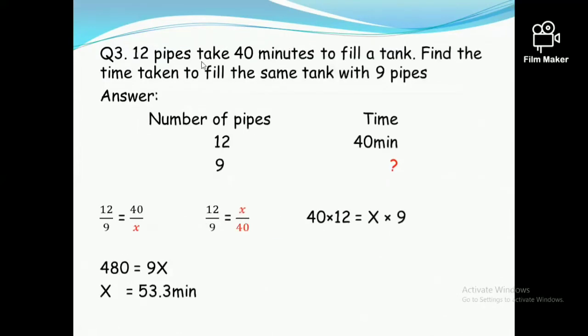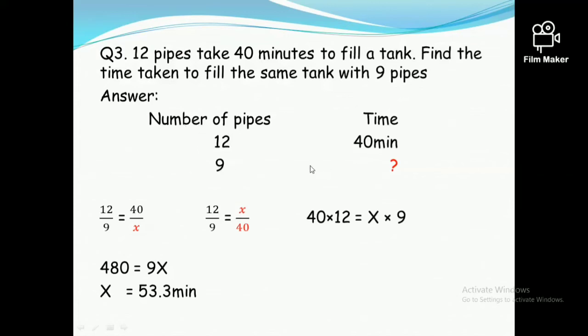Right. If you come up with this question, 12 pipes take 40 minutes to fill a tank. Find the time taken to fill the same tank with 9 pipes. If you reduce the water flow rate, obviously the time taken to fill up the tank would increase. The number of pipes reduces, the time increases. So you can understand that this is an inverse proportion question. Another name for that is indirect proportion or inverse proportion.